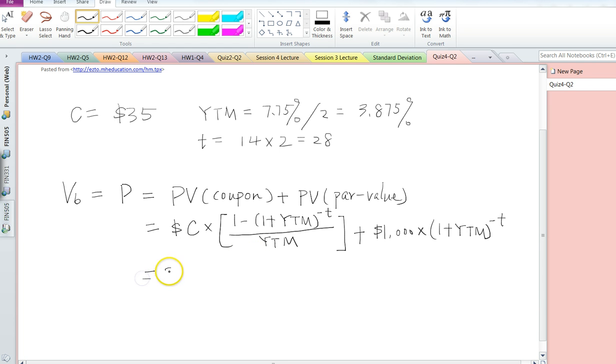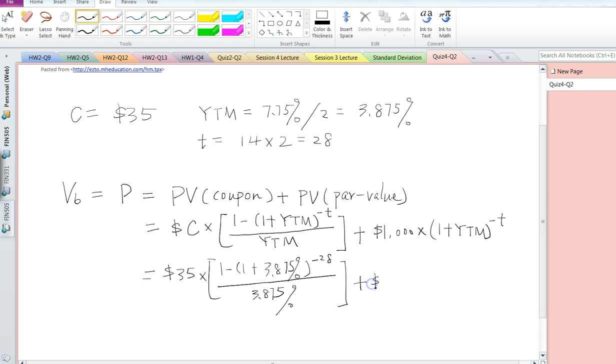So now plug in the numbers. The semi-annual coupon payment is 35 times 1 minus 1 plus 3.875% raised to the power of negative 28, and then everything divided by 3.875%, and then the second part, 1,000 times 1 plus 3.875% raised to the power of negative 28.